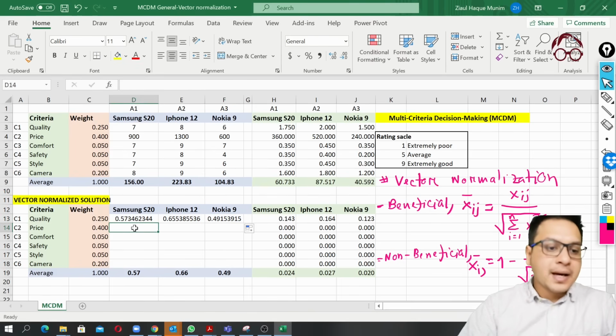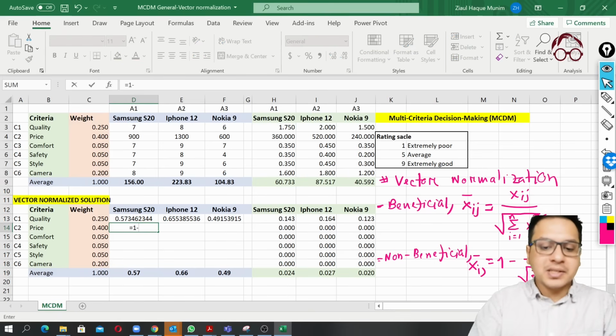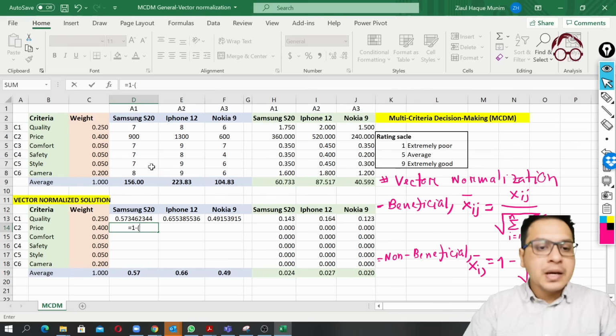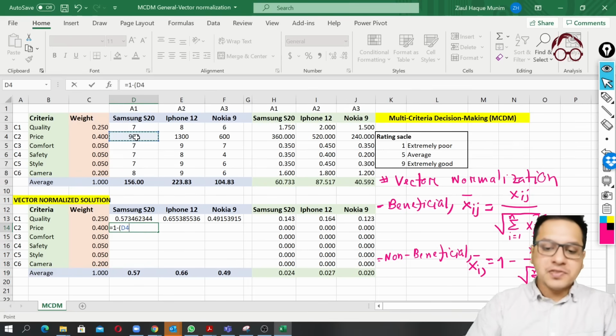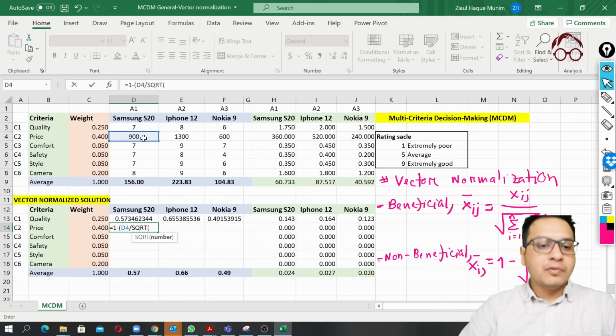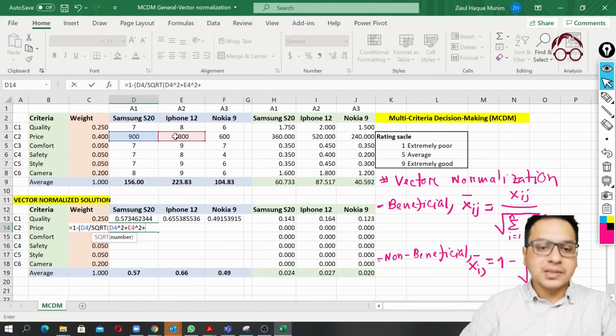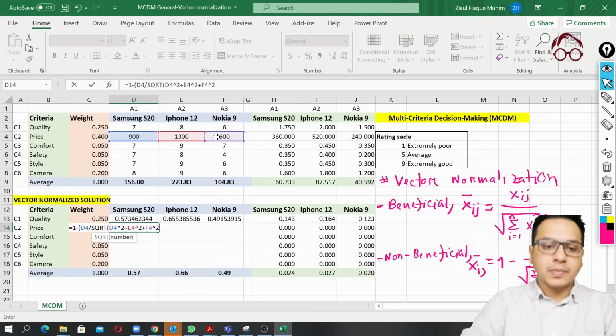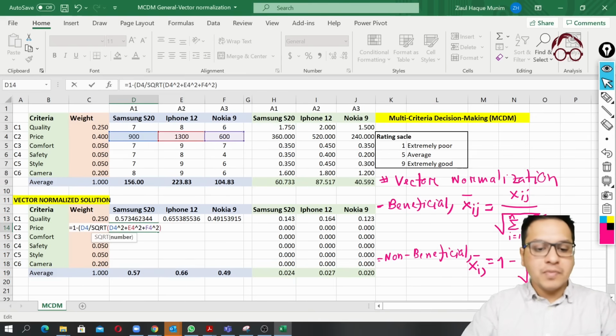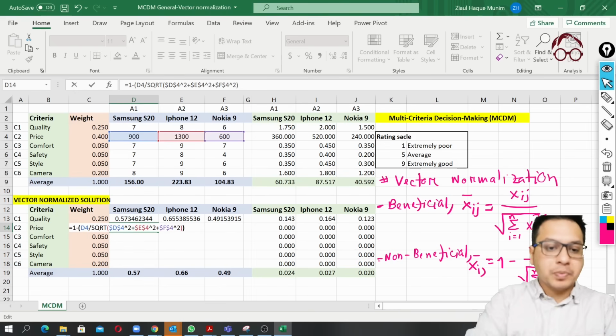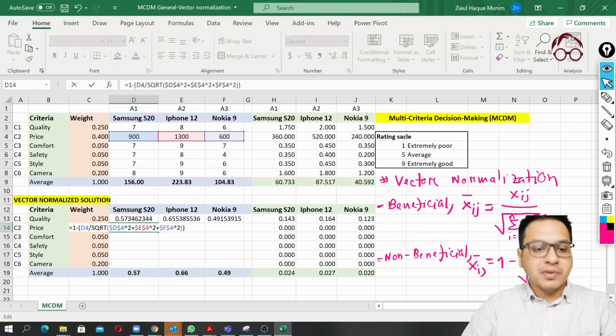Price is again the non-beneficial criterion, and here it's slightly different. We have to start with 1 minus, and then start a bracket. Then I'm going to select this value, and this value has to be divided by the SQRT of this value itself plus the square of this value plus the square of this value. Again, we are going to fix them using the F4 key on my computer. It could be slightly different if you are using a Mac, or you can manually put the dollar symbols before D and before 4.